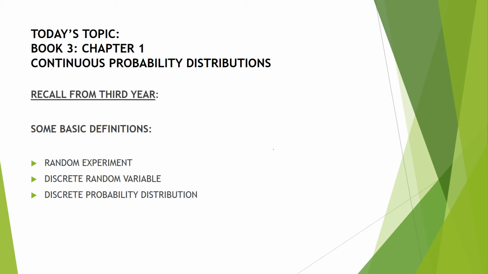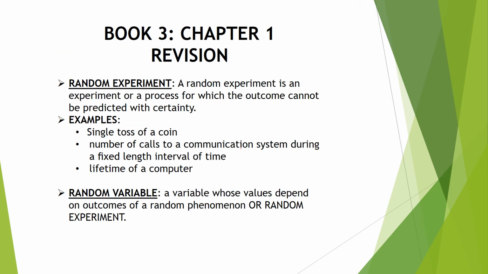So those definitions that we must know and understand are random experiment, discrete random variables, and its probability distributions. The textbook definition of a random experiment is that it is an experiment or a process for which the outcome cannot be predicted with certainty.